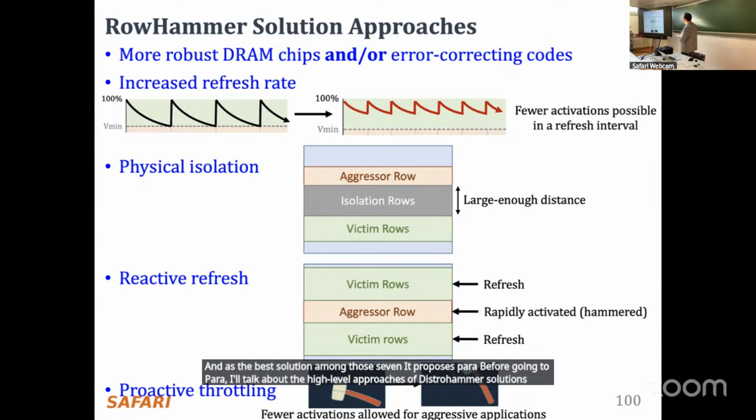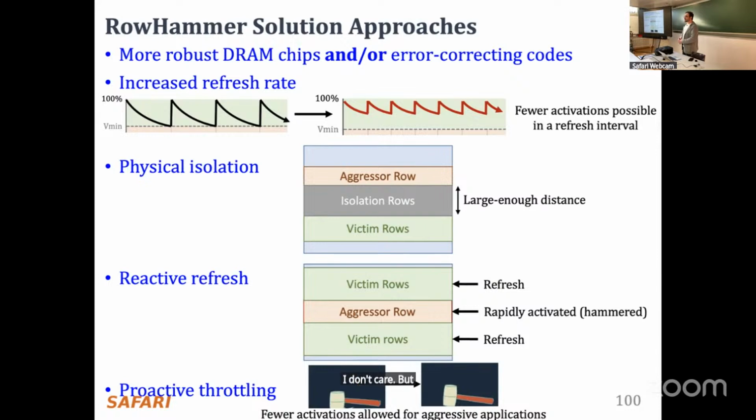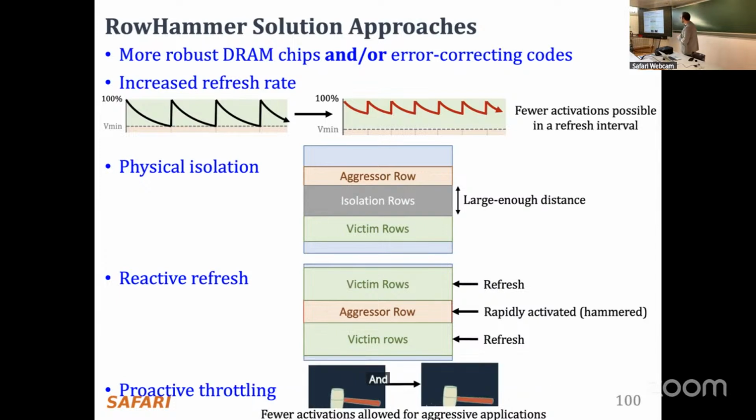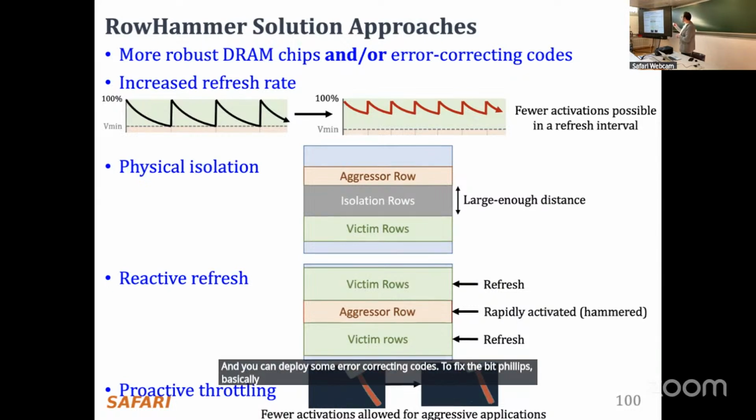So the most straightforward thing that you can say is more robust DRAM chips, right? Just make the chips better. But it's really challenging. It really requires a lot of investment, a lot of research. It's not something that you can easily solve with money as well. And you can deploy some error correcting codes to fix the bit flips, basically. You can increase the refresh rate. This is one of the immediate solutions that is not scalable at all because with today's vulnerability, you cannot refresh frequently enough to avoid bit flips.